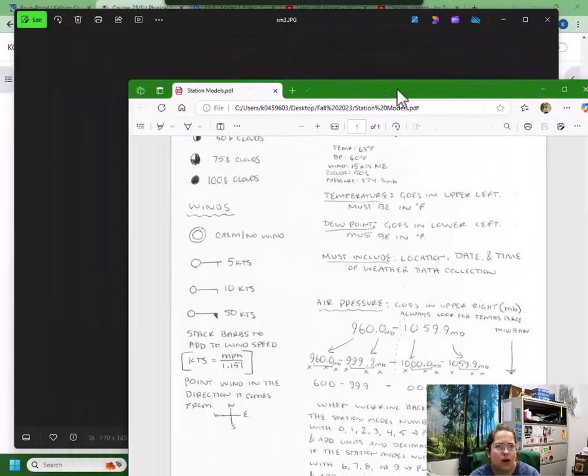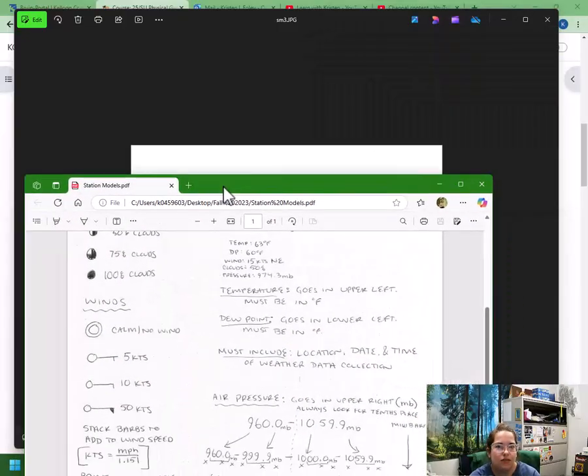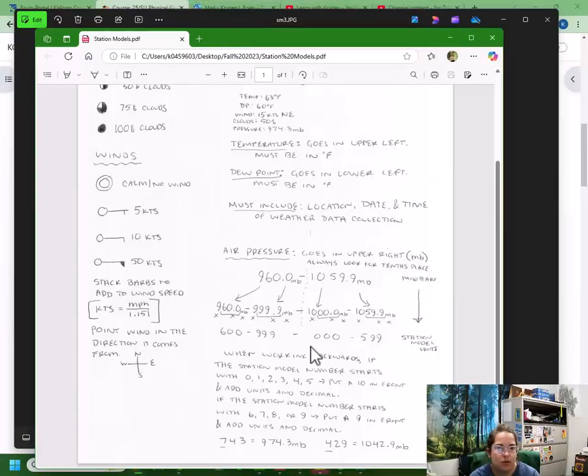So if we go back to our station model here, it's 942. If I'm working backwards, this 942, the first number is a 9, and that falls over here in this 900s section. So if the station model starts with a 0, 1, 2, 3, 4, or 5, to work backwards, we're going to put that leading 10 back in, add the decimal and the units. If it starts with a 6, 7, 8, or 9, I put that leading 9 in front, add the units and the decimal.